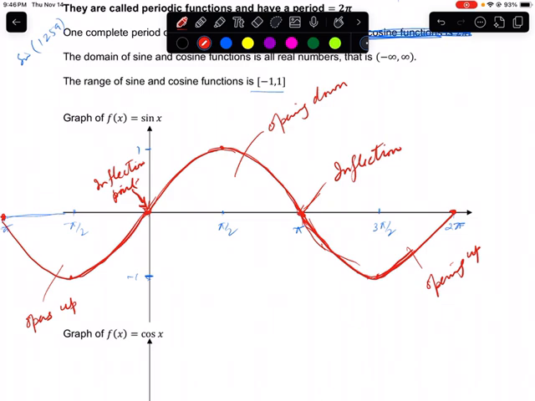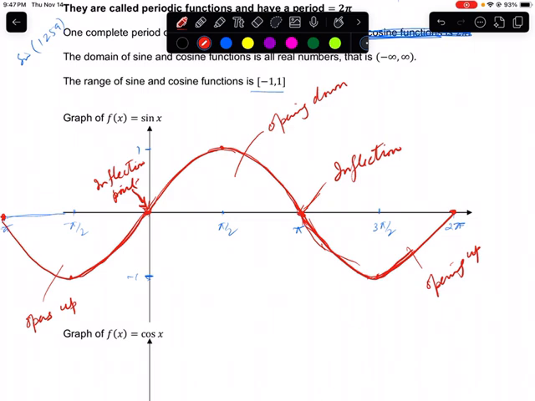We might have seen this point in other graphs as well, the graphs of the rational functions and polynomials, not the logs or the exponentials. They don't have inflection points, but the polynomials and the rational functions do have inflection points. So anyhow, this is how you should draw the graph of sine x.